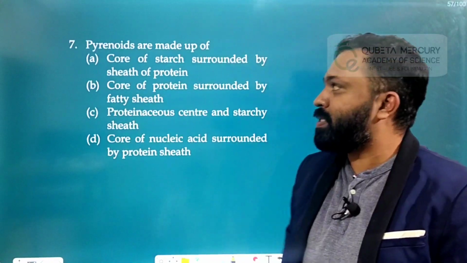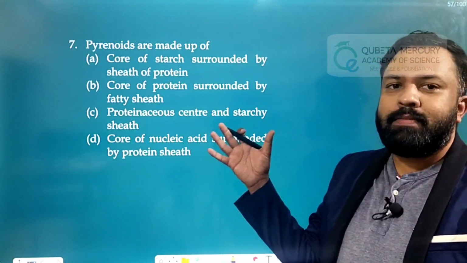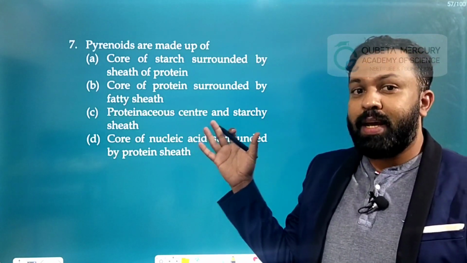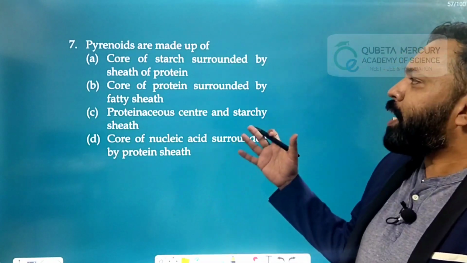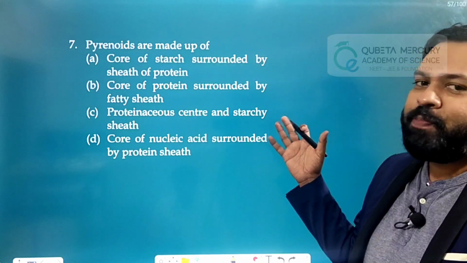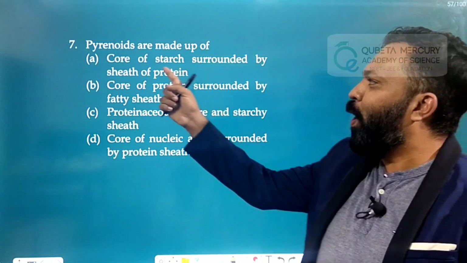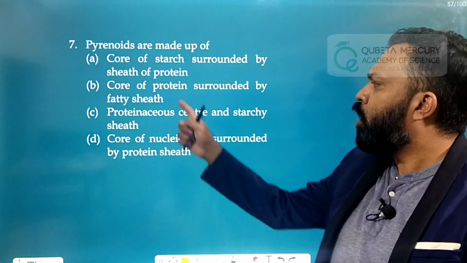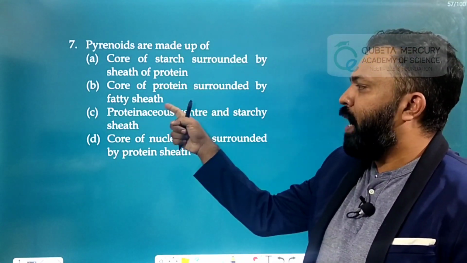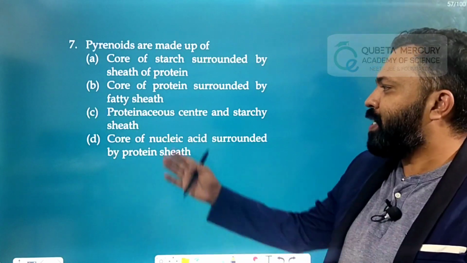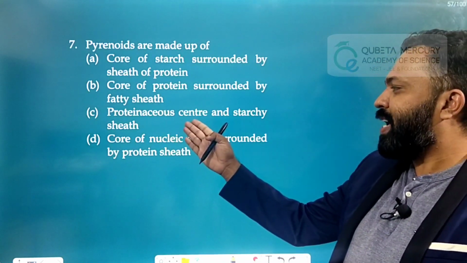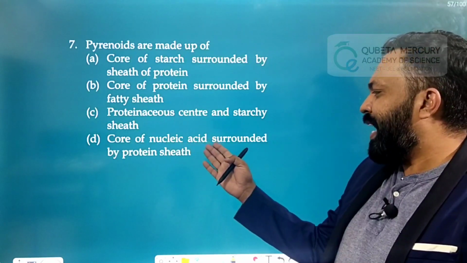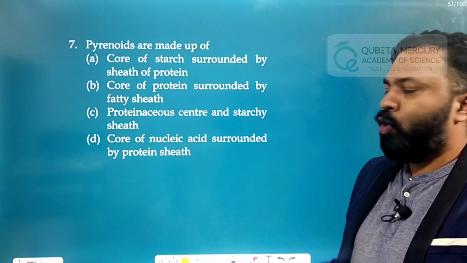Listen to the question number 7. Pyrenoids. Chapter Plant Kingdom, is it? Division algae, especially green algae, the Chlorophyceae. Pyrenoids are made up of. Options are here: option A, core of starch surrounded by sheath of protein; option B, core of protein surrounded by fatty sheath; option C, proteinaceous center and the starchy sheath; option D, core of nucleic acid surrounded by protein sheath.